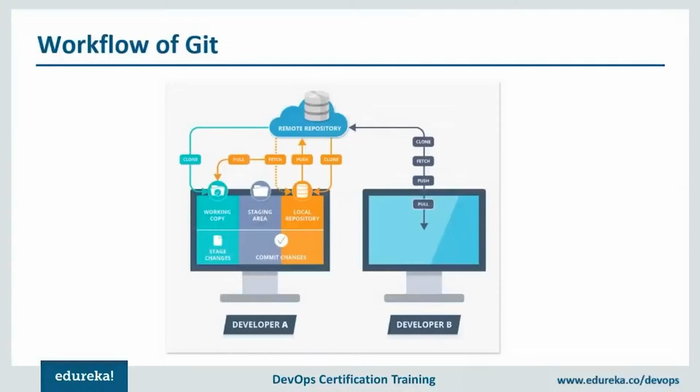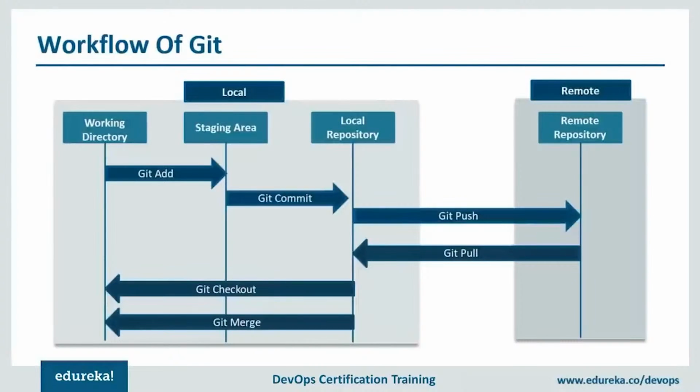So now that you have a basic idea of Git workflow components and the commands used, let's discuss the workflow now. So as you can see in the diagram on the screen, I'm going to explain the workflow of Git through this diagram. So suppose I'm a developer and this is my working directory. Now what I want to do is make some changes to the local repository. So since it is a distributed version control system, I have my local repository as well.